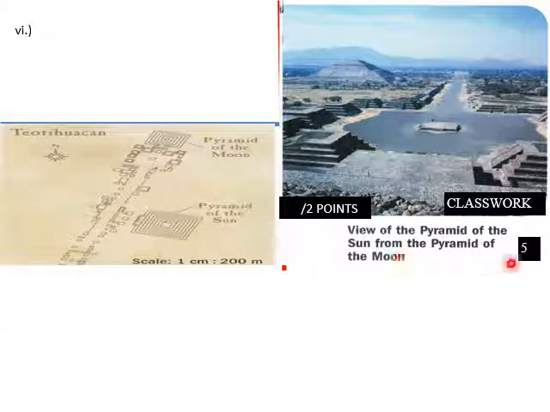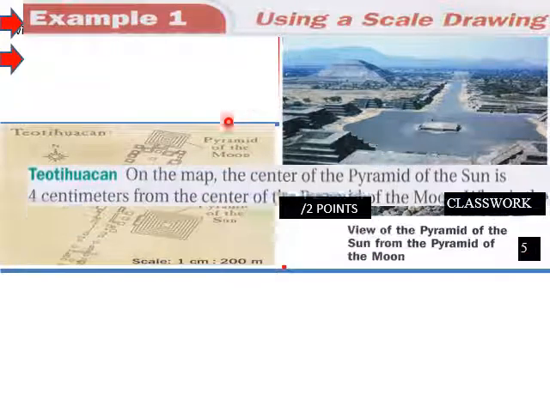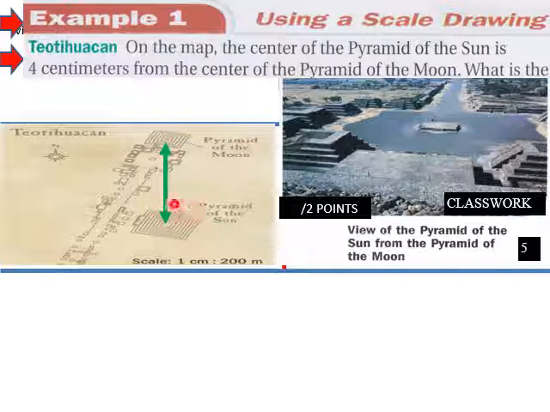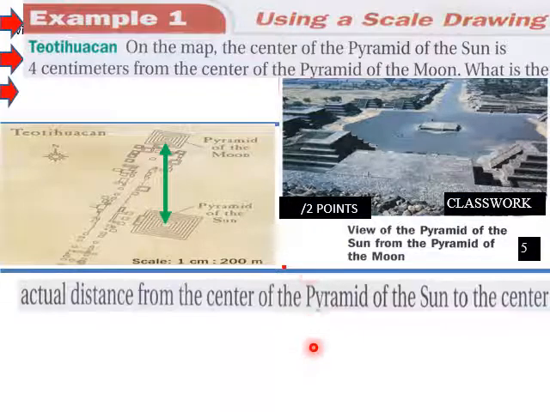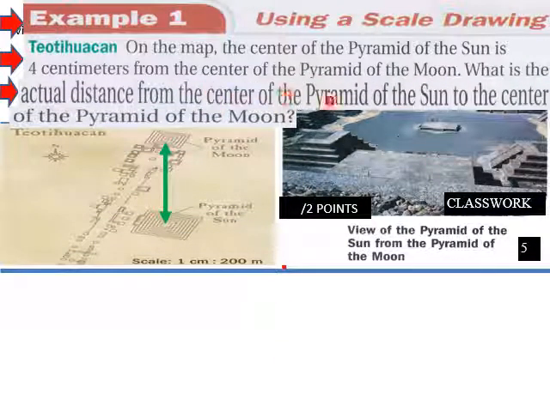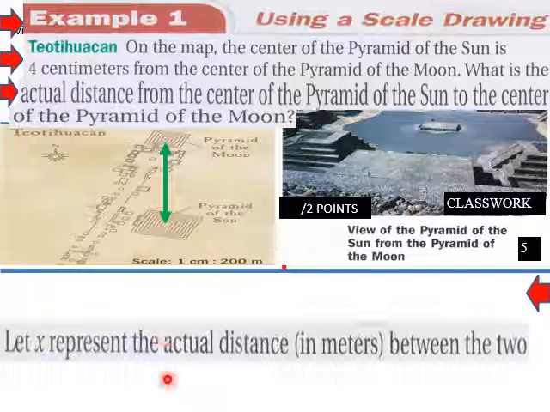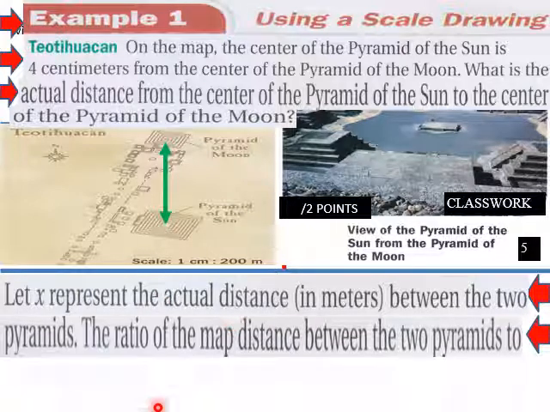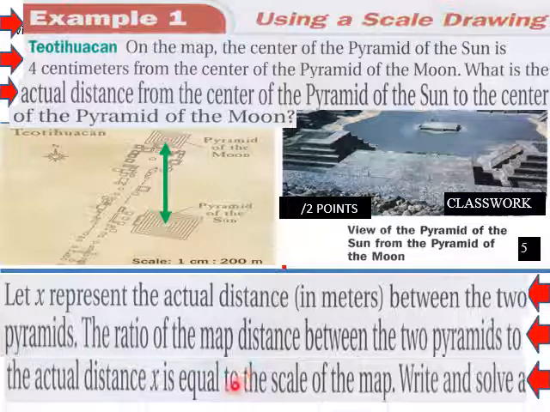So in our classwork, page 5, using a scale drawing of Teotihuacan, here's the distance between these two different pyramids. On the map, the center of the Pyramid of the Sun is 4 centimeters from the center of the Pyramid of the Moon. What is the actual distance between them? Let x represent the actual distance in meters between the two pyramids. The ratio of the map distance between the two pyramids to the actual distance is equal to the scale of the map. And solve.